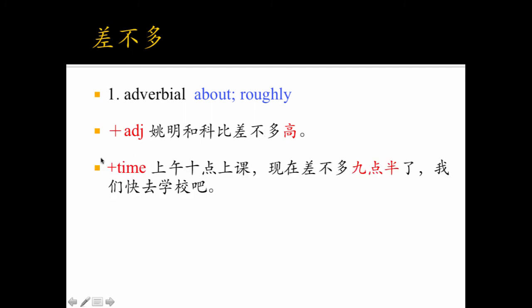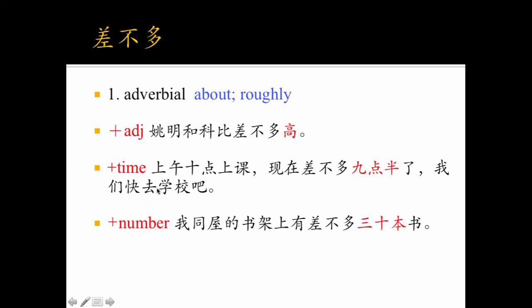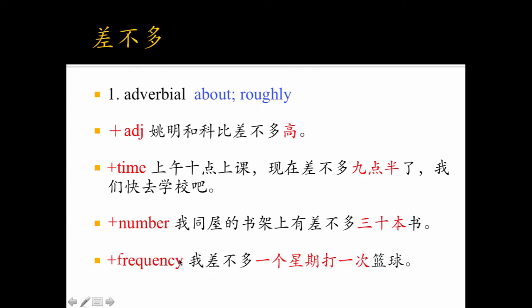It can also be followed by a time, an exact time. 上午10点上课，现在差不多9点半了。9点半 is the time. 我们快去学校吧。It's nearly 9:30 now. Let's hurry to school. It can also be followed by a number and measure word. For example, 我同屋的书架上有差不多30本书。Okay. And frequency.